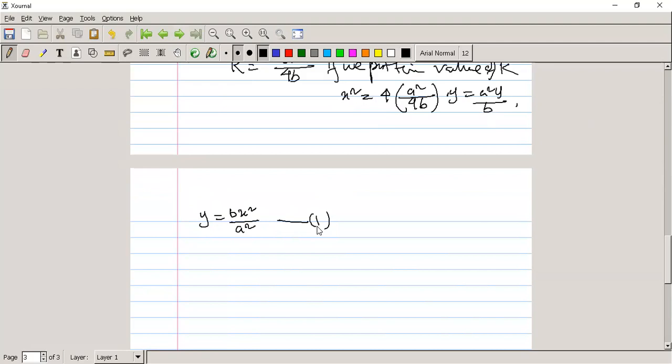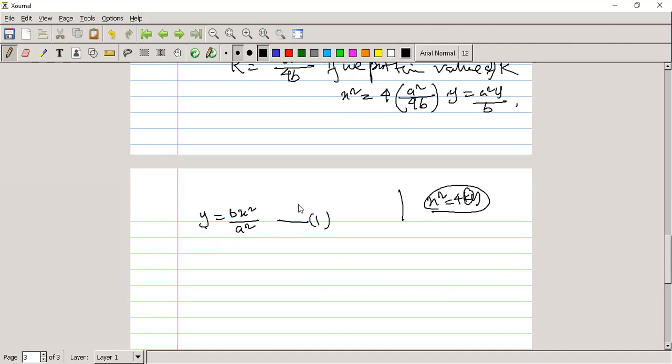Means we have to first find the relation between y and x. Remember, in the question it is given that x square is equal to 4ky. So this k is unknown, so we have to make this equation in a known value, a direct relation between y and x. Now a square you know, and b you also know.